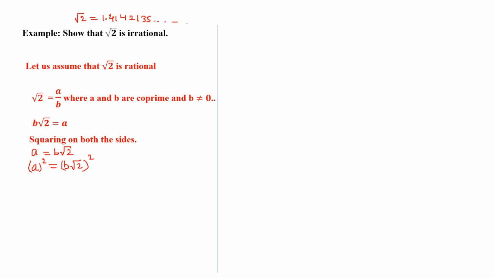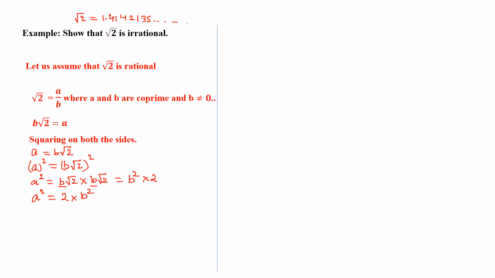So a square will be a square only, and b root 2 whole square I can write as b square into root 2 square. If you see from here, b into b will give you b square and root 2 into root 2 will give you 2. So from here I can rewrite it as a square equal to 2 into b square.